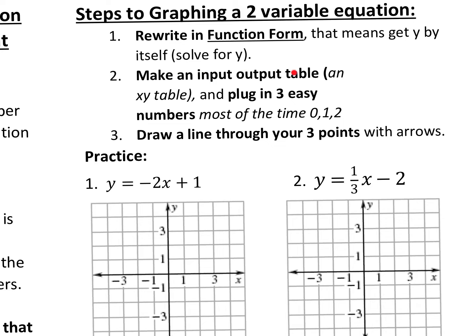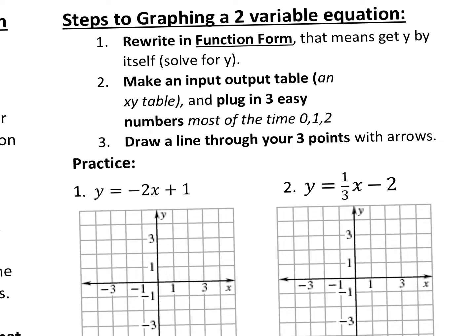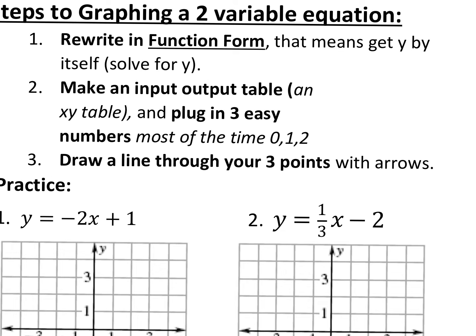Step 2 is make an input-output table, an XY table, and plug in 3 easy numbers, most of the time 0, 1, and 2. Maybe right here, right next to step 2, maybe we should draw an actual input-output table and plug in 0, 1, and 2. Now, that's not always going to happen where we use 0, 1, and 2, but most of the time, when you don't have a fraction in front of x, it's a great idea to plug in 0, 1, and 2 for your inputs, do the math, and get your outputs.